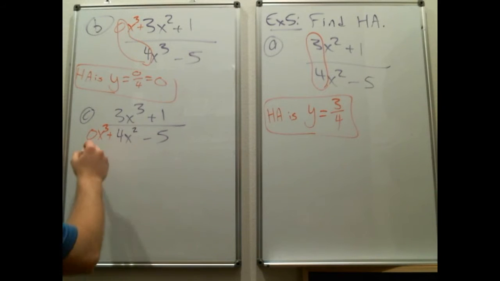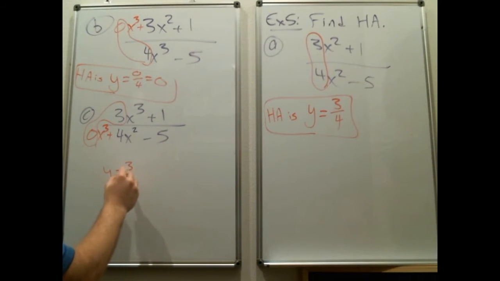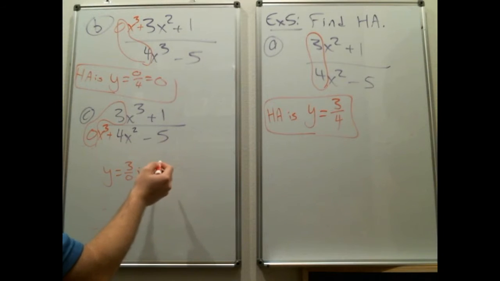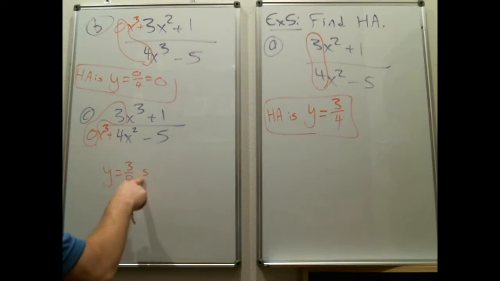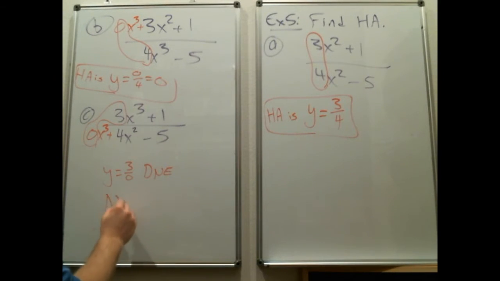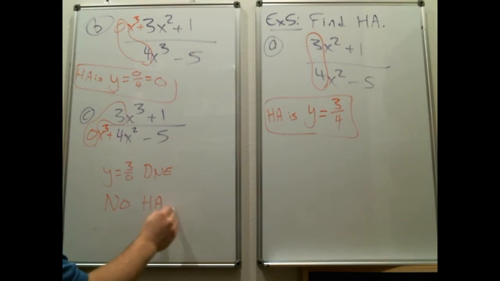So now that they're the same, I just take their coefficients, 3 divided by 0. Y is equal to 3 over 0, which is undefined, does not exist. DNE is fine. DNE means does not exist. So no HA. And those are your 3 options for horizontal asymptote.